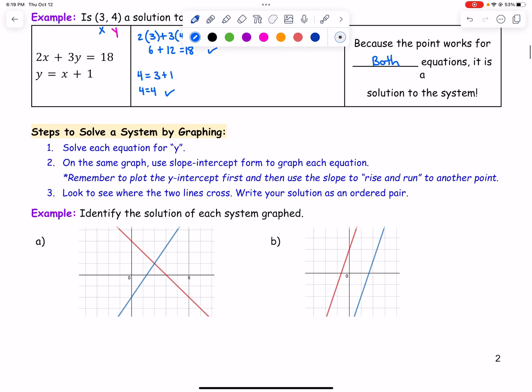So let's look at the next part. It says steps to solve a system by graphing. Solve each equation for y is our first step. Number 2, on the same graph, use slope-intercept form to graph each equation. Remember to plot the y-intercept first and then use the slope to rise and run to another point. And then step 3, look to see where the two lines cross. Write your solution as an ordered pair.